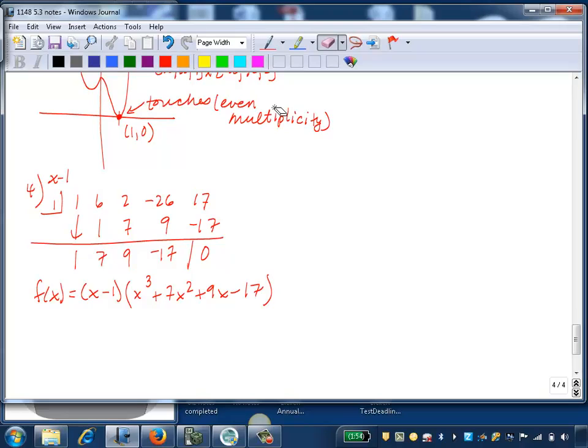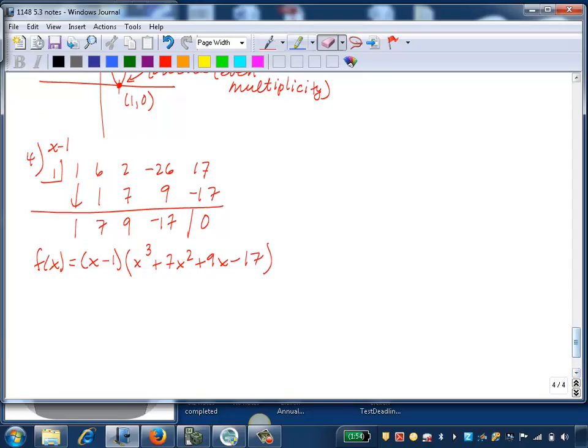Now, because we see that the graph touches at 1, that means we have even multiplicity. So that means we're actually going to count this 0, the 1, twice, because multiplicity means more than one. Even multiplicity means it has to be at least a multiplicity 2. So this x minus 1 actually appears as a factor twice. So we're going to divide by the x minus 1 again. So I'm going to put my 1 in the upper left corner, and I'm going to use the depressed polynomial. I'm now breaking down the cubic instead of the original.